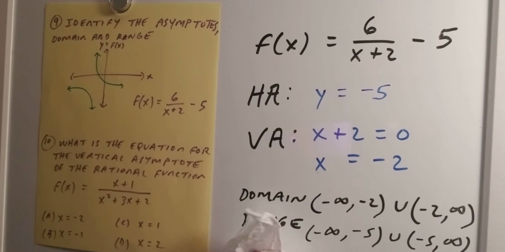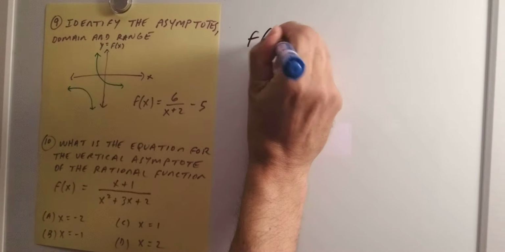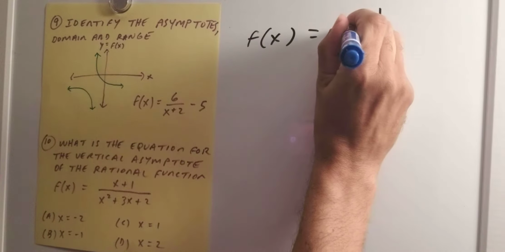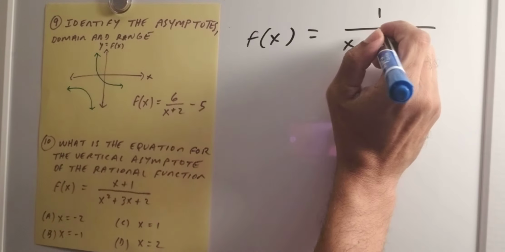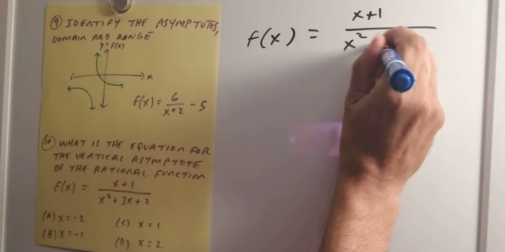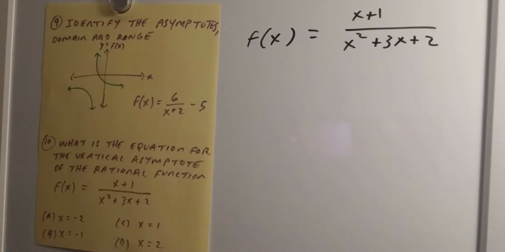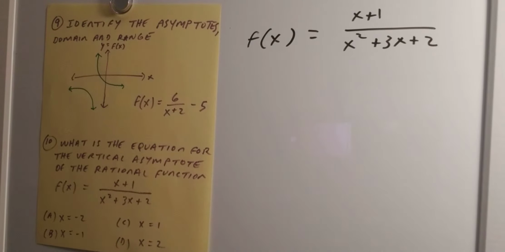Number 10. What is the equation for the vertical asymptote of the rational function? The rational function for 10 is f of x equals 1 over x squared plus 3x plus 2. Disregard what I said. What I have written is correct.